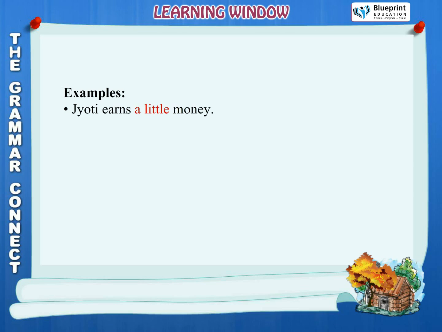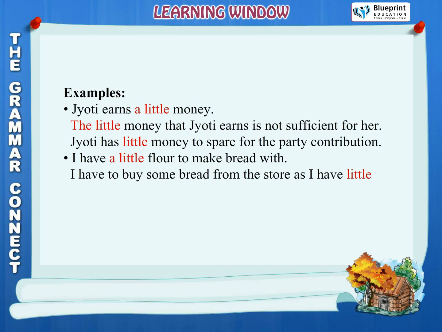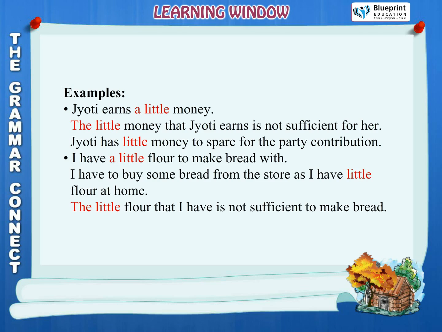Examples: Jyoti earns a little money. The little money that Jyoti earns is not sufficient for her. Jyoti has little money to spare for the party contribution. I have a little flour to make bread with. I have to buy some bread from the store, as I have little flour at home. The little flour that I have is not sufficient to make bread.